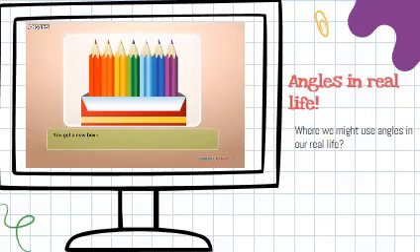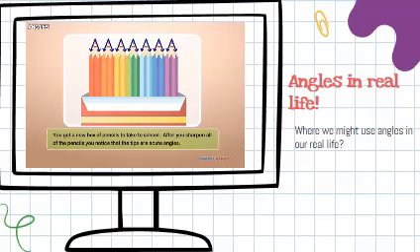You get a new box of pencils to take to school. After you sharpen all of the pencils, you notice that the tips are acute angles.